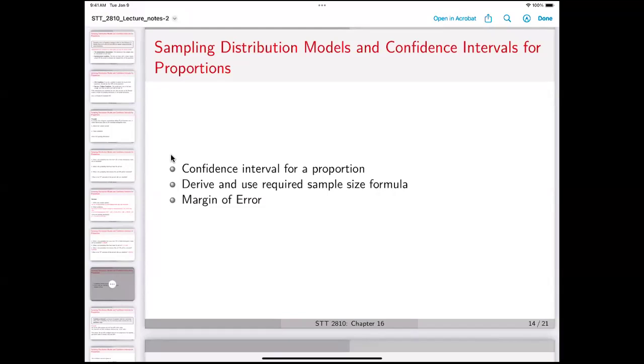Today we are going to look at the confidence interval for a proportion. We're also going to look at how to determine the sample size, look at the margin of error, and then solve some problems.